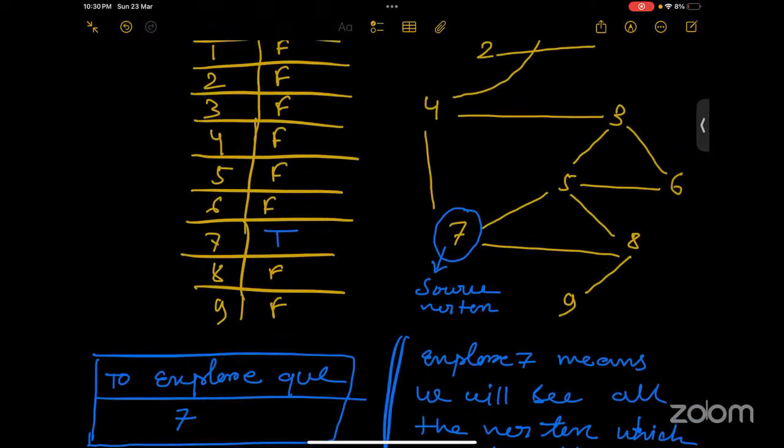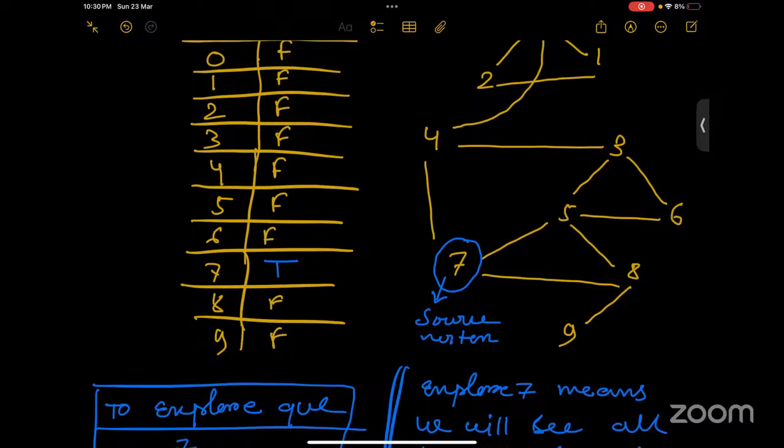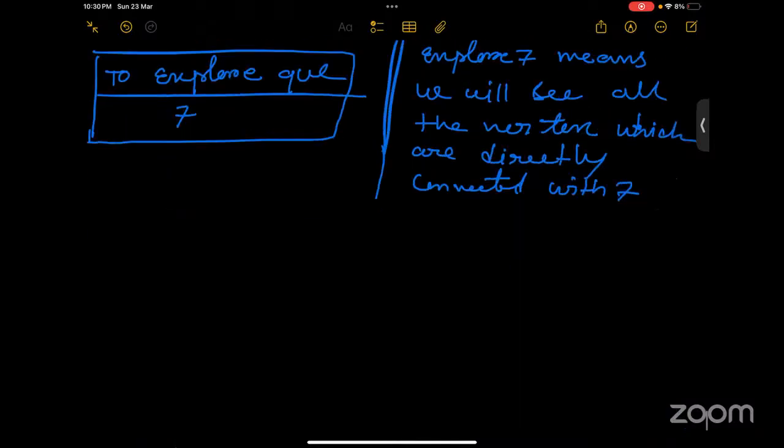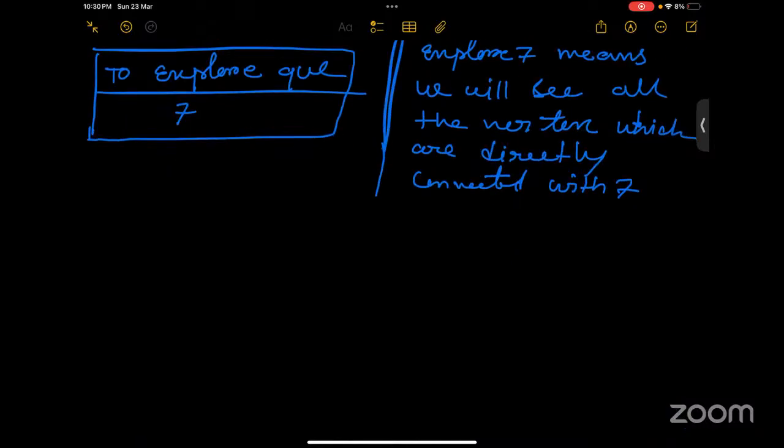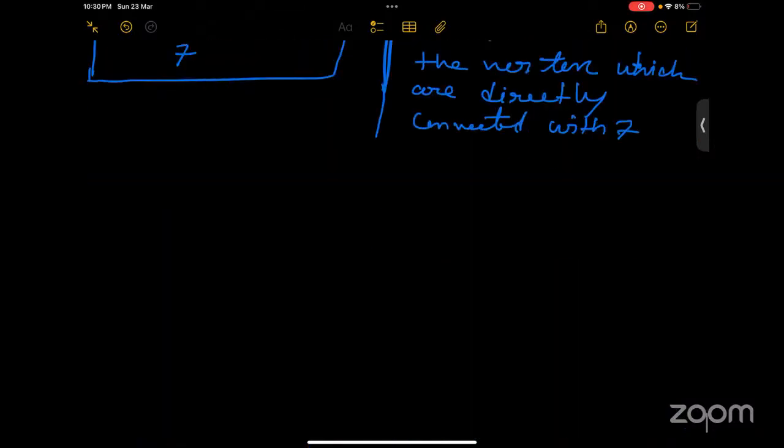So if you explore 7, that means we have to visit all the vertices which are directly connected to 7. Then we have to explore all of them. So then 4, 5, 8. In the next step, our queue will be 4, 5, 8, right? Yeah. So next, first we will write the visited table, the vertex and the visited.